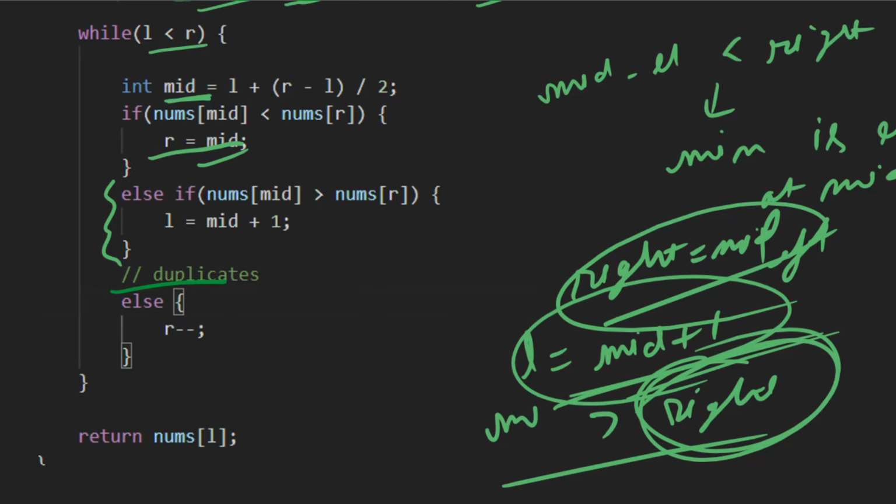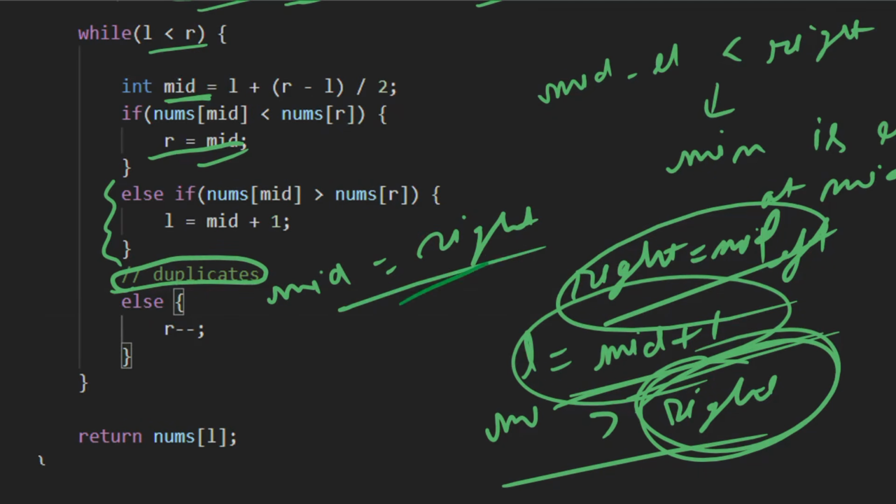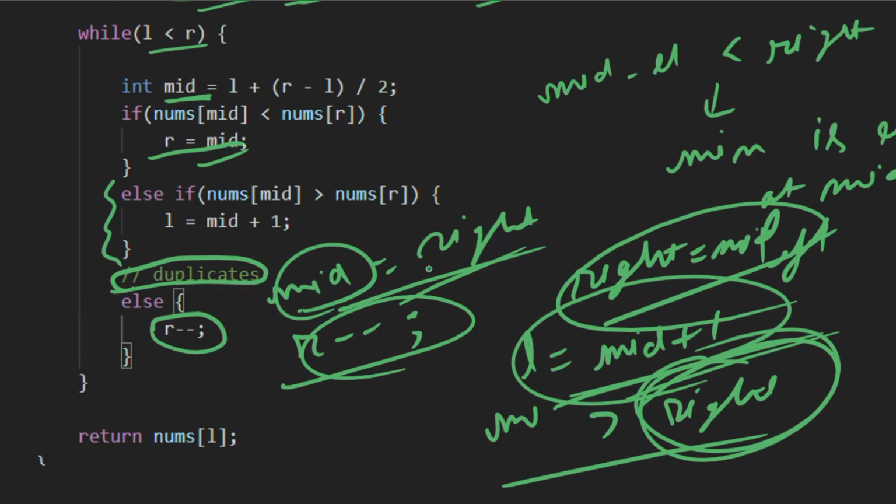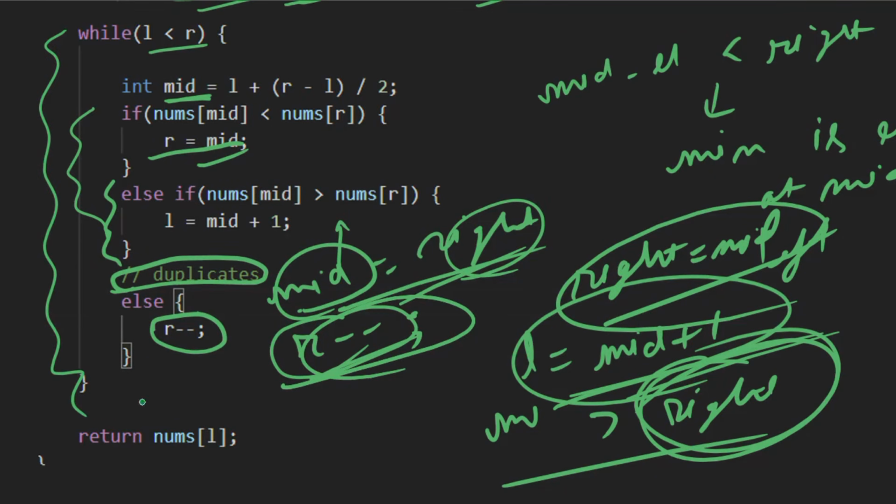Now the third case, which is having a duplicate, that is both mid element and right element are equal. In that case we reduce the search space by shifting right pointer by 1, because we don't know which side we have to go, either left side or right side. So we just reduce the right pointer and then again check case number 1 and case number 2, and after solving we return nums of left pointer.